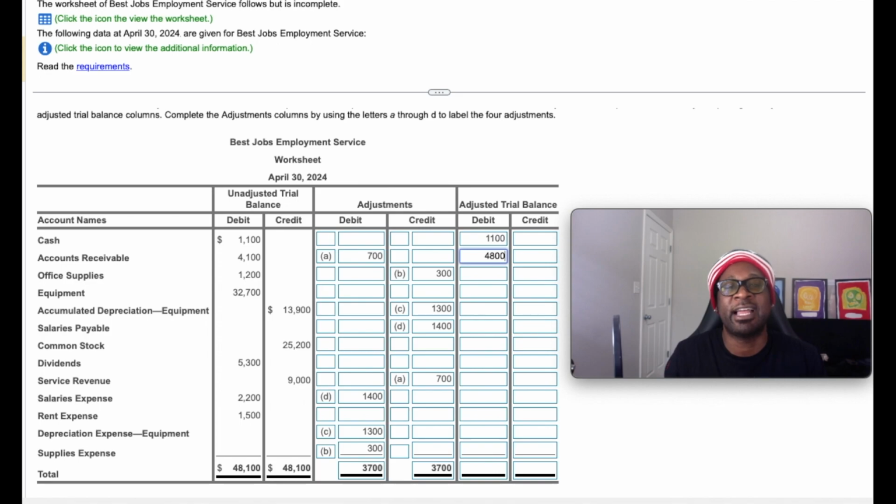Gang, it's just like going back to the old school T accounts. If one is on the debit side, one is on the credit side, we know we have to subtract those amounts. This is the same rule as applying for this worksheet.